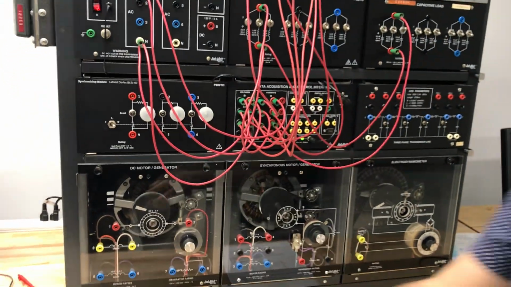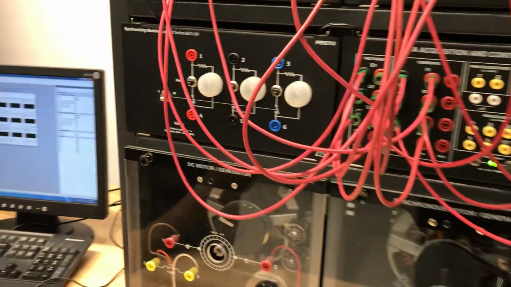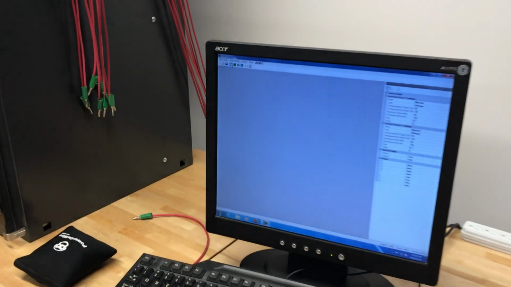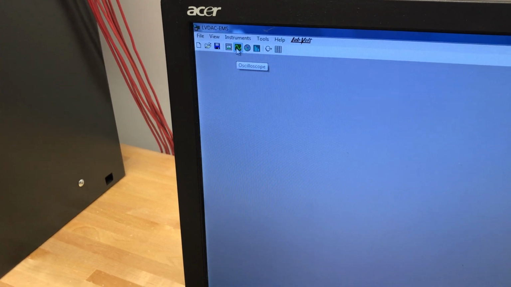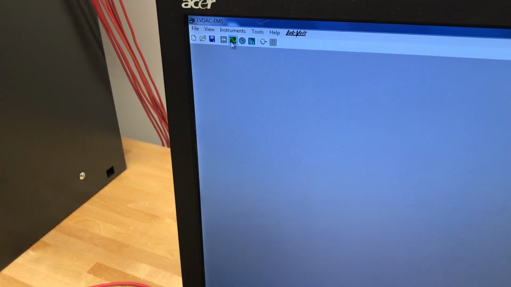Let us go to the data acquisition system. For the data acquisition system, I can use it for measuring the current, the voltage, or whatever by clicking on metering, and by clicking on oscilloscope, I can show you the sinusoidal wave for the voltage and the current, and by clicking on phasor analyzer, I can show you the phase shifts between the voltage and the current and the power factor as well.